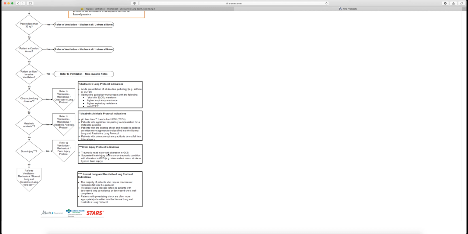Traumatic head injury with an alteration in GCS is the one patient population I think we commonly think of with respect to this protocol. But don't forget about the suspected brain injury due to a non-traumatic condition with an alteration in GCS. Somebody with a mass or a stroke or maybe a hypoxic brain injury. Those patients would fall into this protocol as well. So with that, let's carry on.